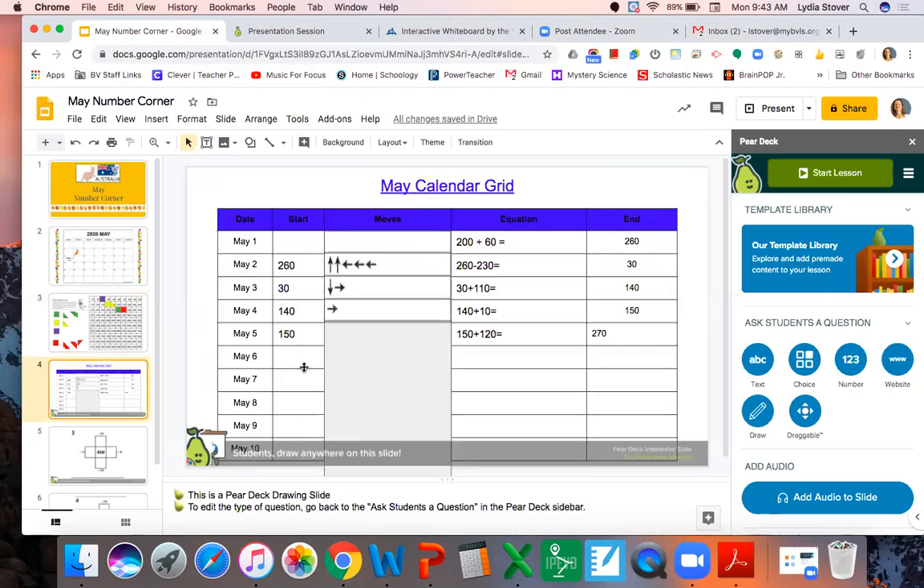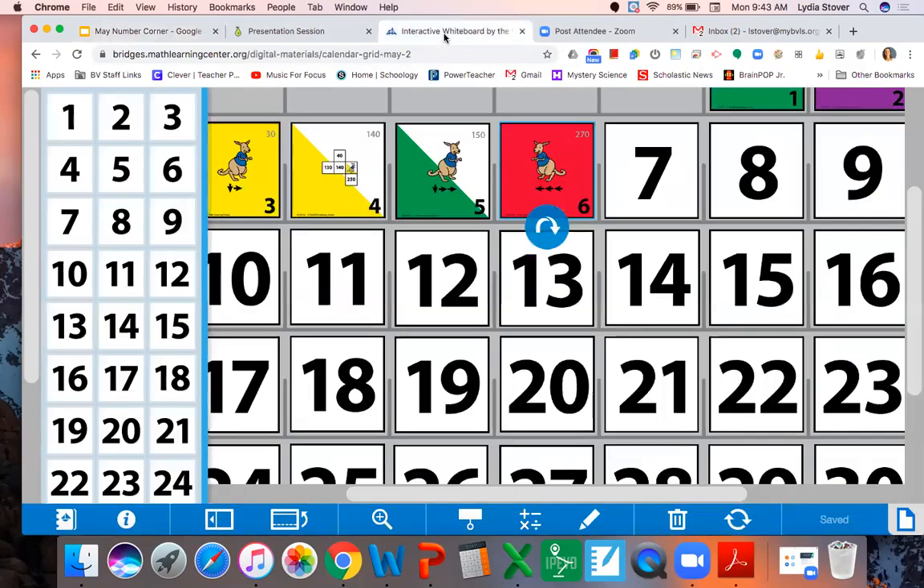Kanga, she jumped to 270 was our starting. Oops, did I do that? Did I say that wrong, friends? I'm so sorry. It was supposed to be half of a triangle.